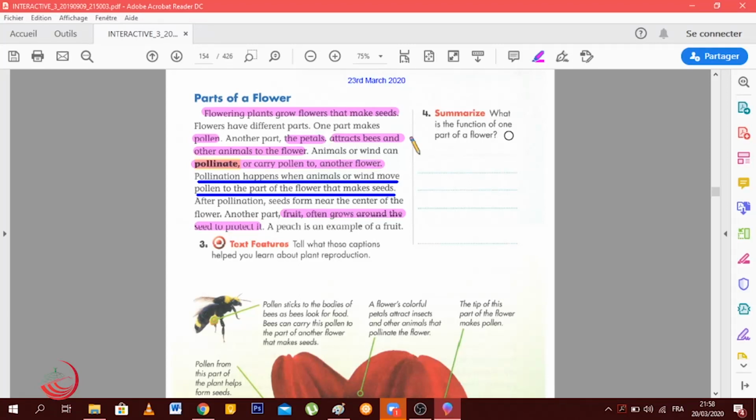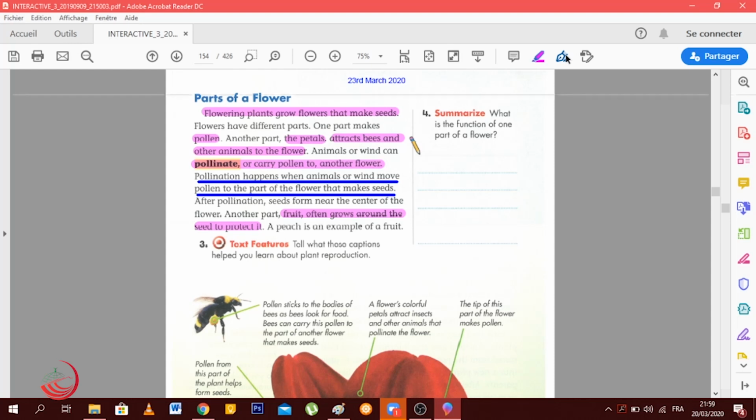Okay, now let's summarize. What is the function of one part of a flower? So I want you to reread the text again and look at the picture and take just one part of the flower, and tell me what is its role. How does it help the plants? Okay, so you can pause the video and do it by yourself, like 3 minutes, and then we will correct together. I will correct on a count of 3.